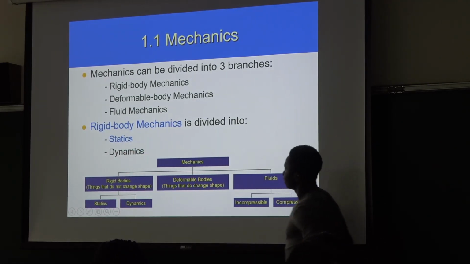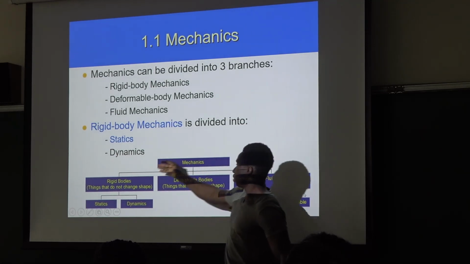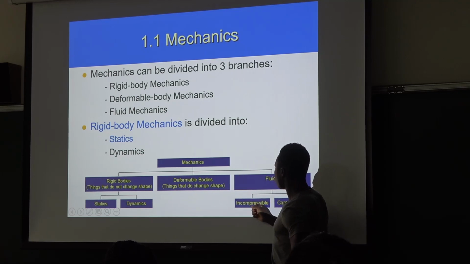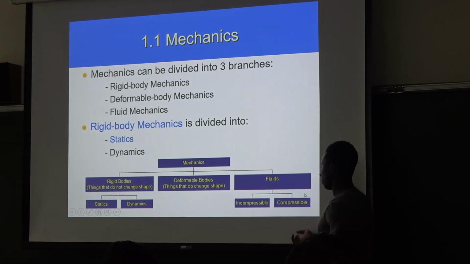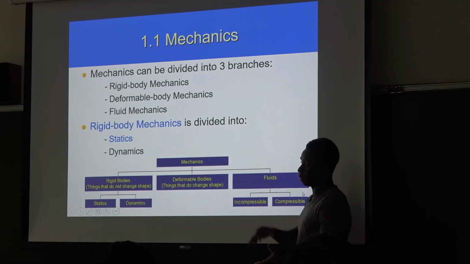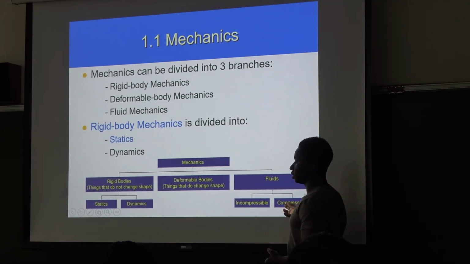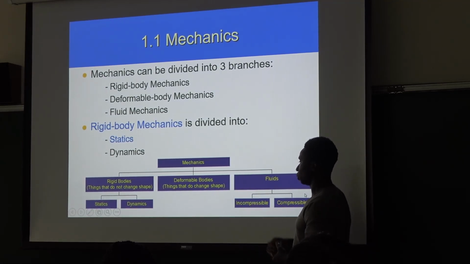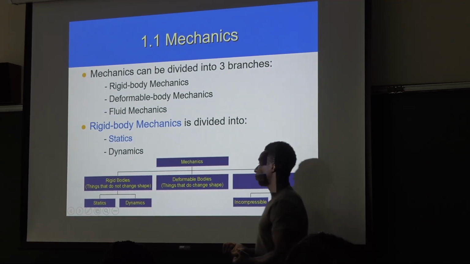Okay, so here it says the mechanics. We have the rigid bodies, deformable bodies, and fluids. So we have the incompressible and the compressible fluids. Incompressible may be more like water. You cannot change the volume by applying pressure on it. But the compressible fluids are like gas. If you apply some sort of pressure onto it, you can change the volume of those materials.